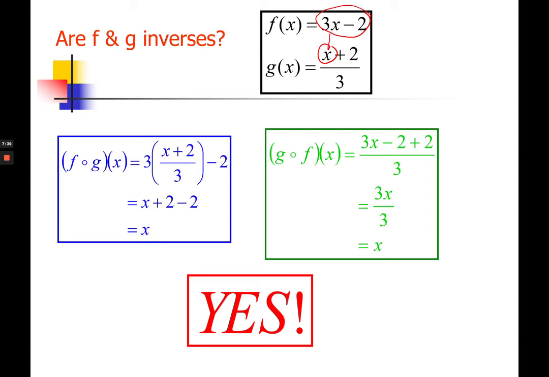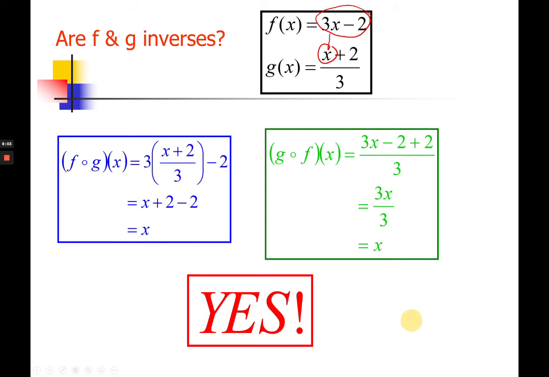Remember, the only reason why two functions are not inverses of each other is that if your composition does not have a result of x, then they are not inverse. If the result is x, either f composed of g of x or g composed of f of x, then they are inverse of each other.